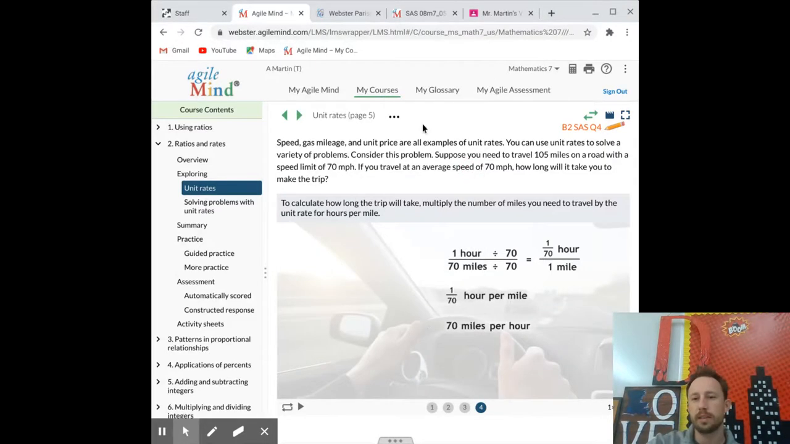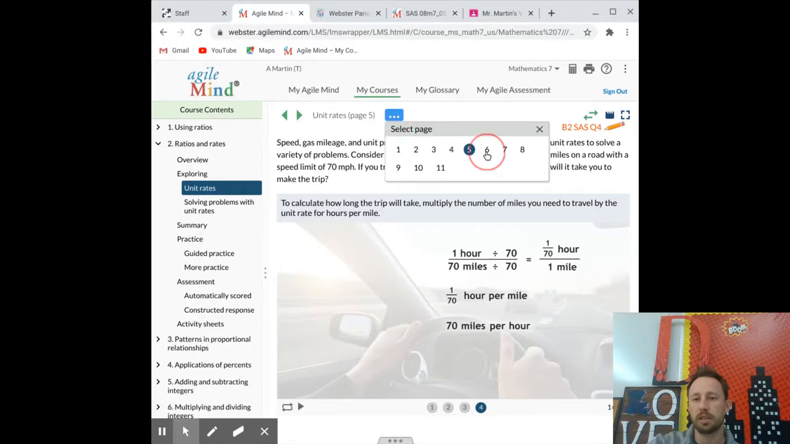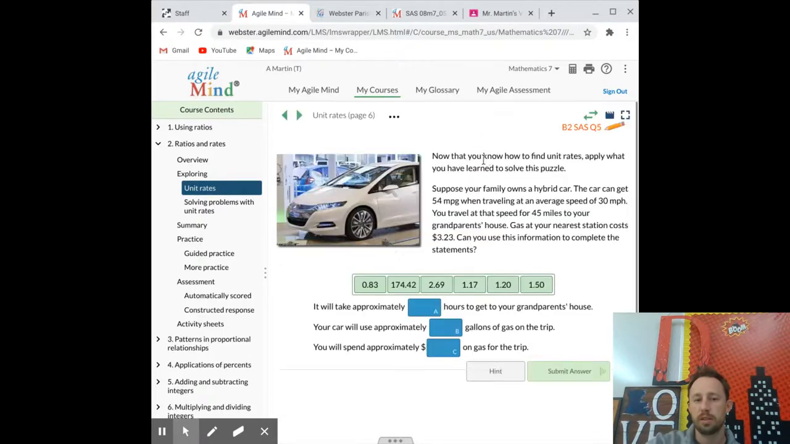All right. So let's look at page 6. This is where you get to do this table. Akira, read this for us, please, ma'am.